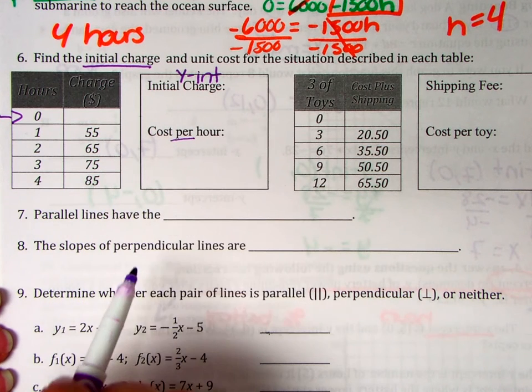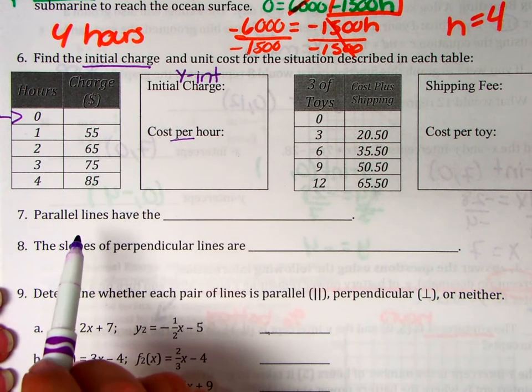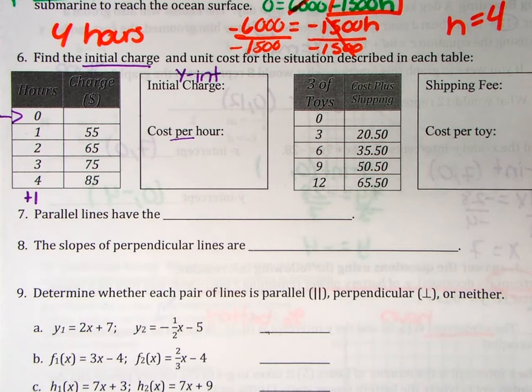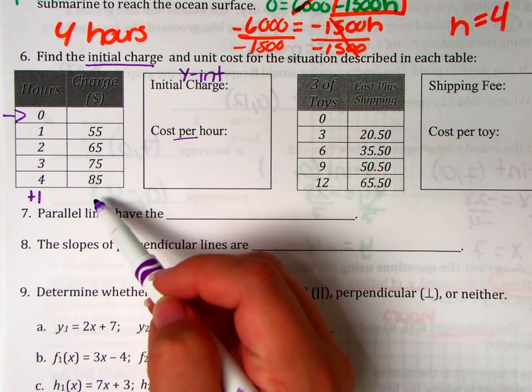So let's look at this graph. What is our hours going by? Hopefully you said plus 1. It's going by 1. 0, 1, 2, 3, 4. We know the next number would be 5. Now we're missing our initial here. We're going to find that in a minute. But we need to find out what this table is going by.